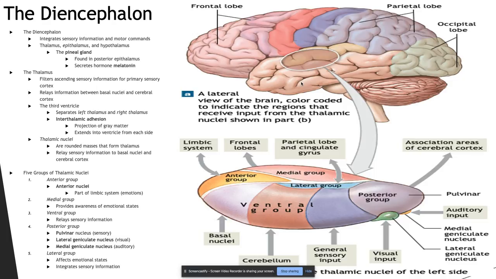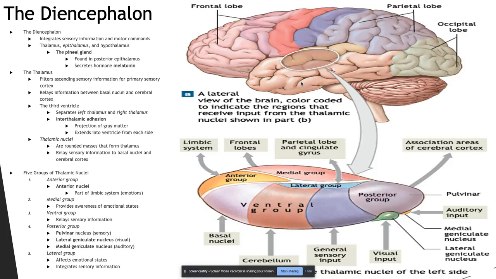The posterior group includes the pulvinar and geniculate nuclei, and the pulvinar nuclei integrate sensory information for projection to the cerebral cortex. The lateral geniculate nucleus of the thalamus receives visual information from the optic tract, which originates at the eyes. The output of the lateral geniculate nucleus goes to the occipital lobes of the cerebral hemispheres and to the midbrain. The medial geniculate relays auditory information to the appropriate areas of the cerebral cortex from specialized receptors of the internal ear.